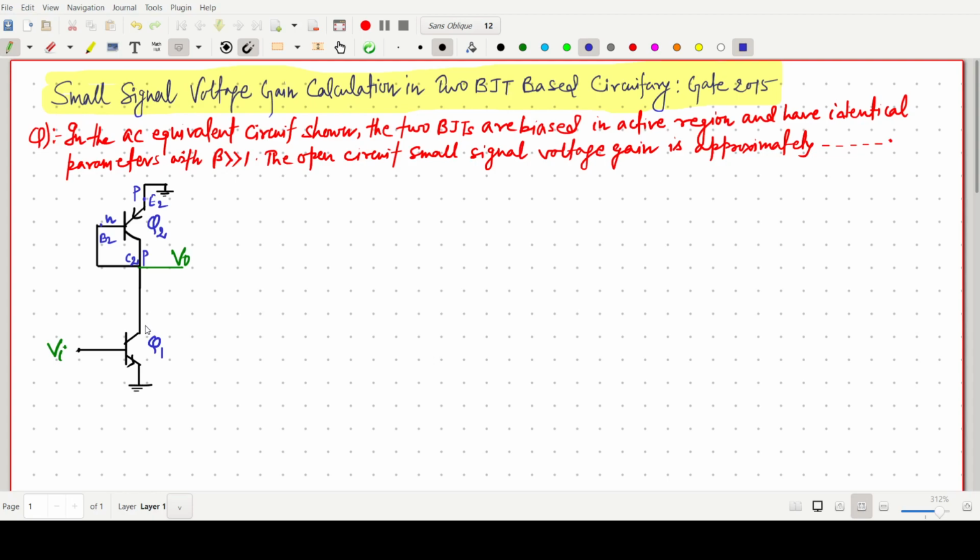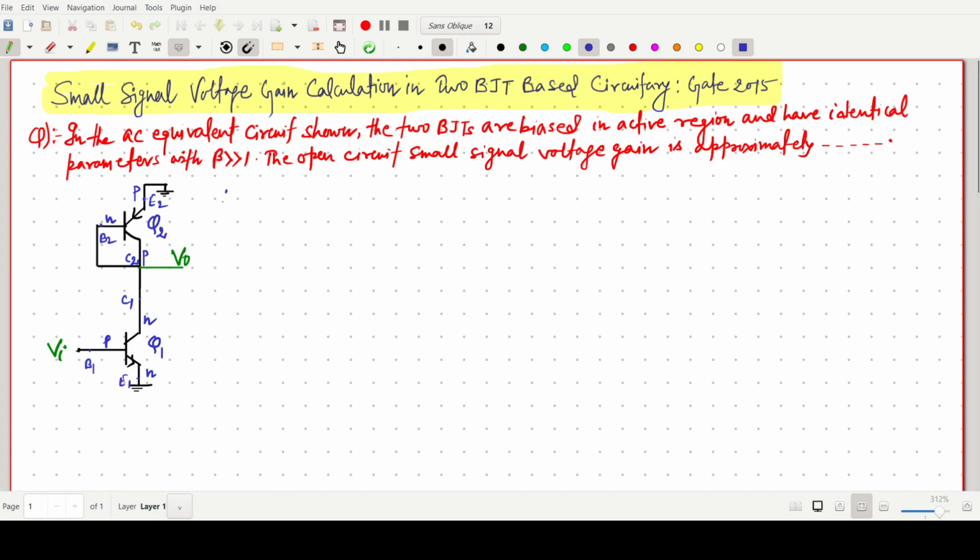Similarly, this one is our NPN transistor. So this one is C1, this one is B1 and this one is E1. We have to find the voltage gain.